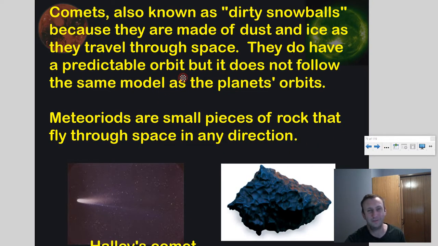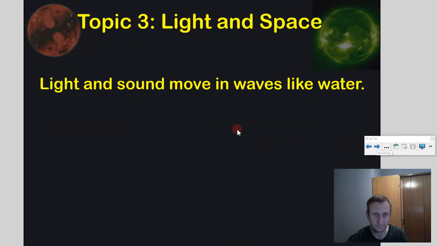Comets, also known as dirty snowballs, because they are made of dust and ice as they travel through space. They do have a predictable orbit, but it does not follow the same model as the planets' orbits. So the difference between asteroids and comets is, number one, comets have a different orbit, and number two, comets are made basically of ice and dust, and they leave a tail as they move, which is residual dust and ice coming off of it, and eventually there will be none of it left as it just kind of gets eaten away as it moves. And of course, you know about Halley's Comet being the most famous one.